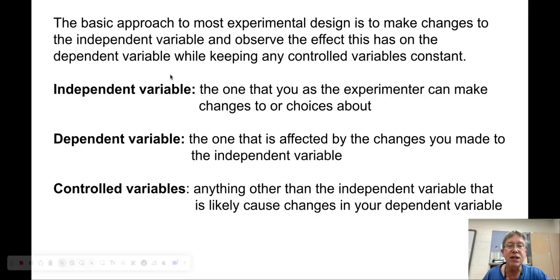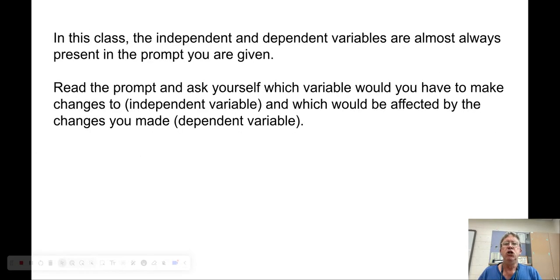Well, if I'm going to change this, and this is acceleration, I want to ask myself, is there anything else that could affect the acceleration? If there is, I need to keep it constant throughout the experiment. So a control variable is one that could also affect the dependent variable, but it's not what you're investigating. So you keep it constant so that any changes you see in the dependent variable are attributable to the independent variable. Okay?